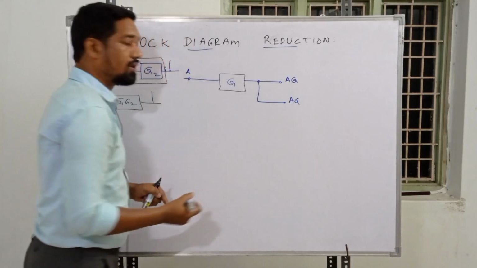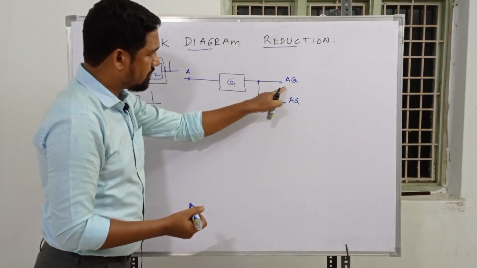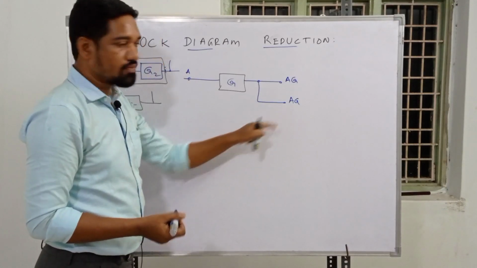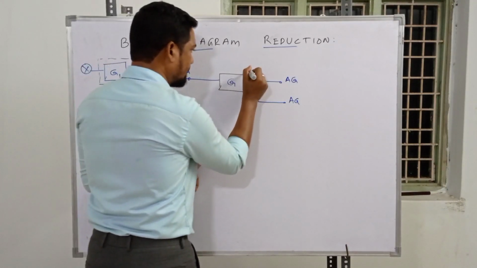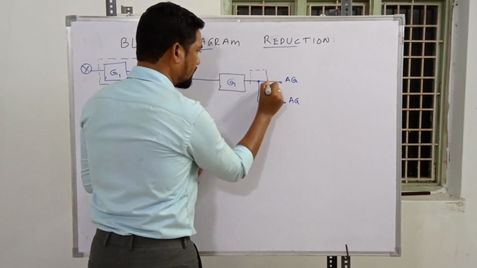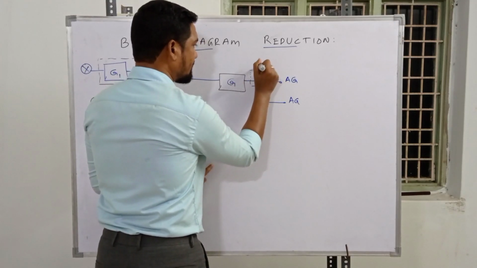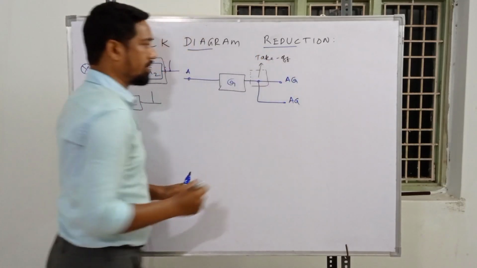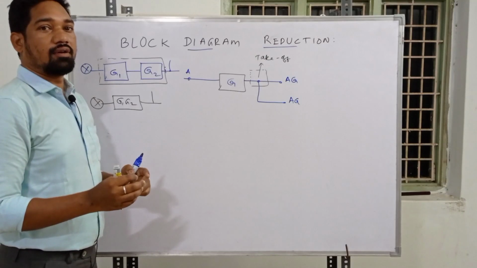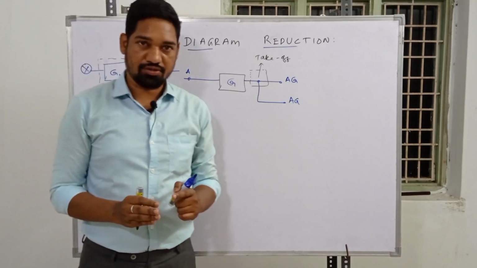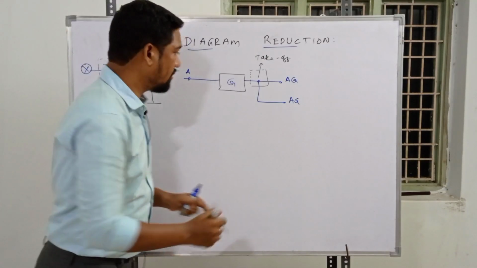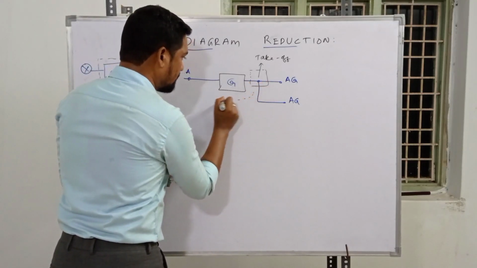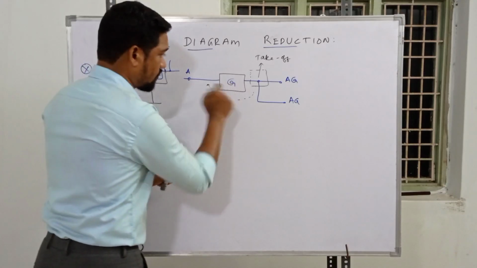Take n number of wires from this point, the same signal will be obtained at the end of that wire connection, isn't it? So we have a name for this one, guys. This point, some call it a node, but technically this is known as a takeoff point. While obtaining the transfer function using reduction rules, we may be in need of shifting this takeoff point to this side of the block with respect to this one.